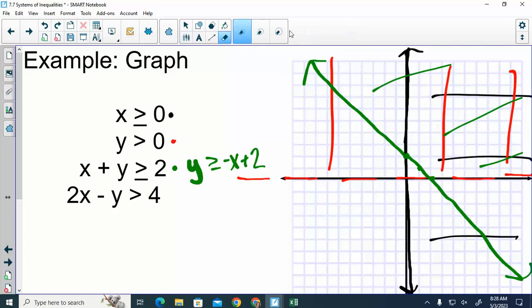If you get confused, if you're starting to get too much stuff in your picture, you're welcome to go back and erase some of your shading. You don't have to, but if it's confusing you, we are limited right now to that portion of the first quadrant.